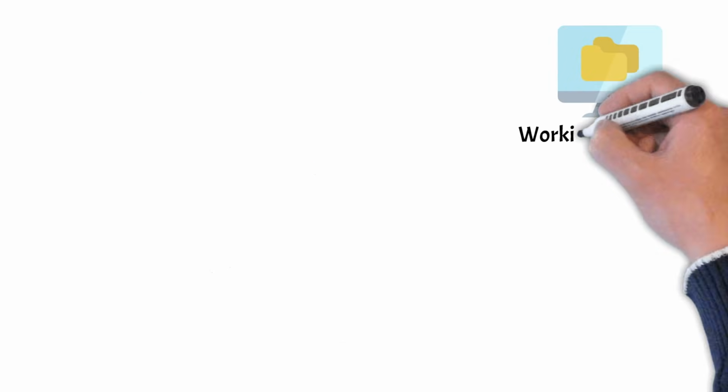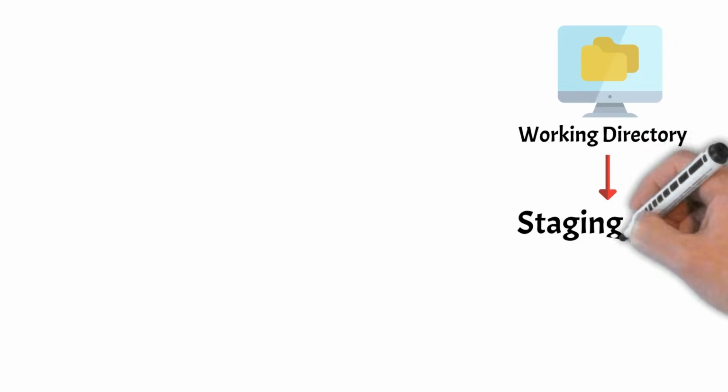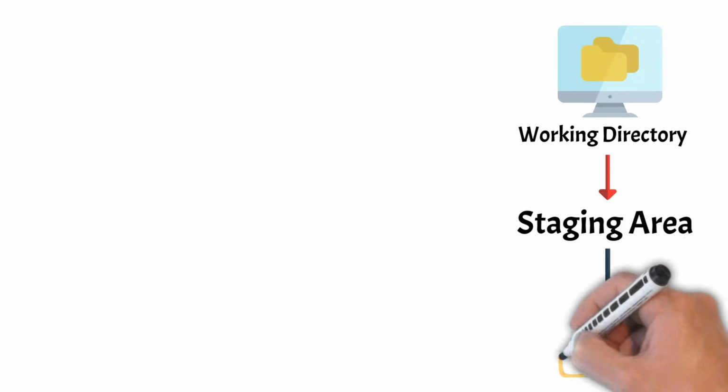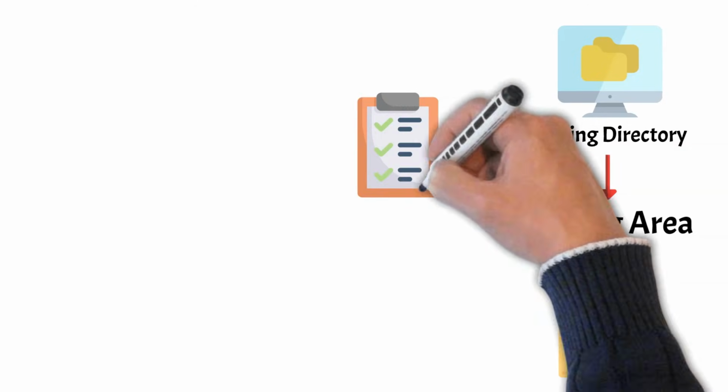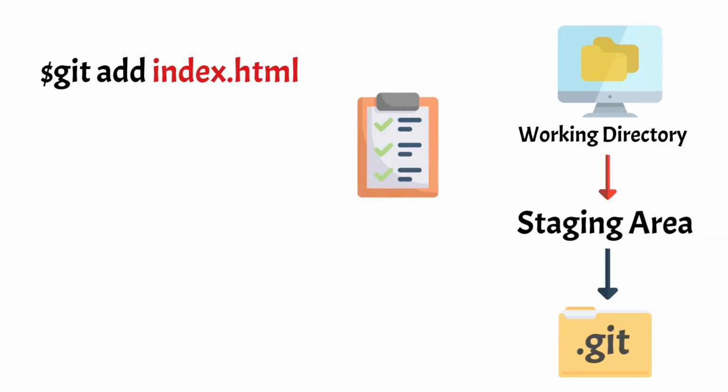To add files, you use the git add command. This tells Git to move changes from the working directory into the staging area, a kind of clipboard where you prepare everything you want to include in your next commit. For example, running git add index.html updates the status.